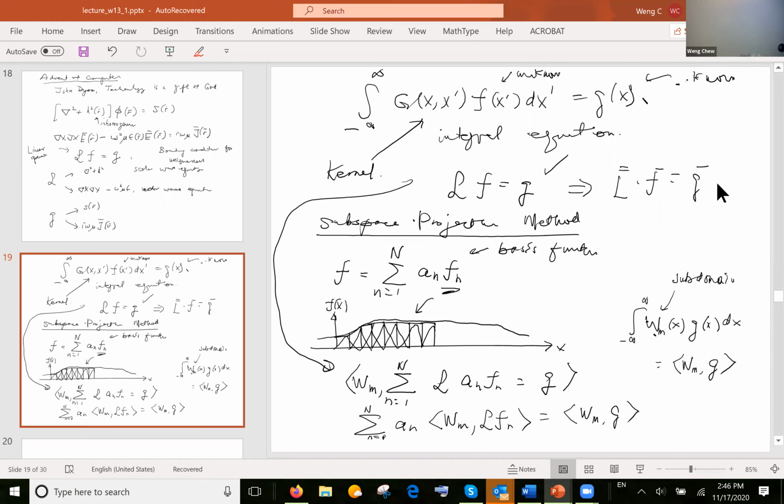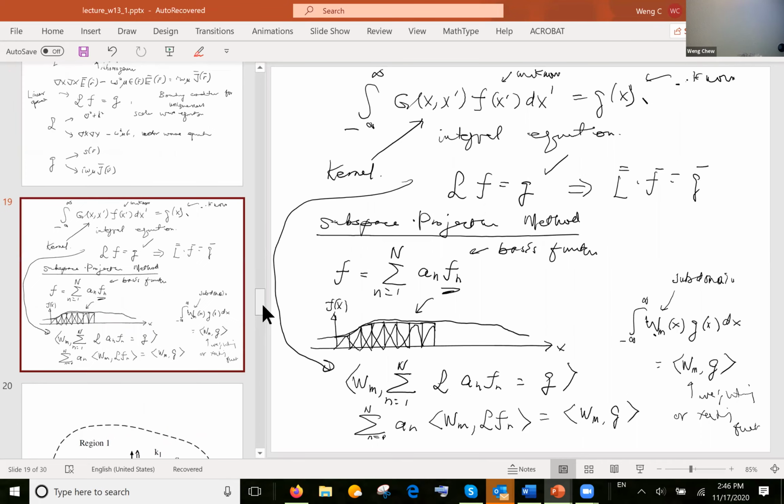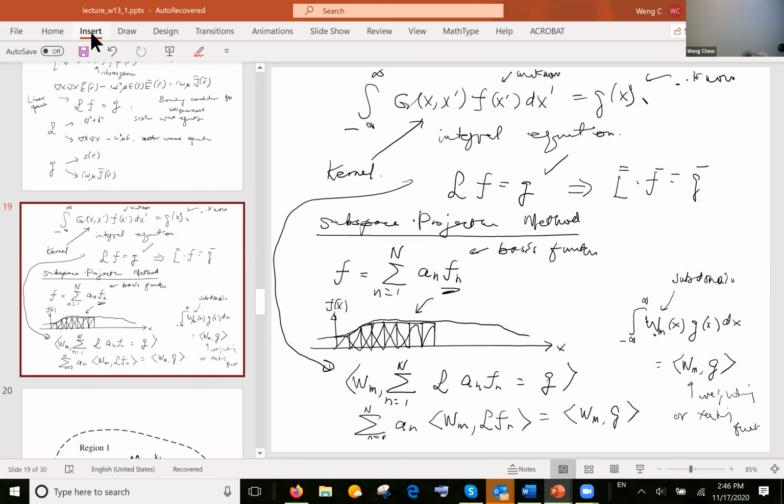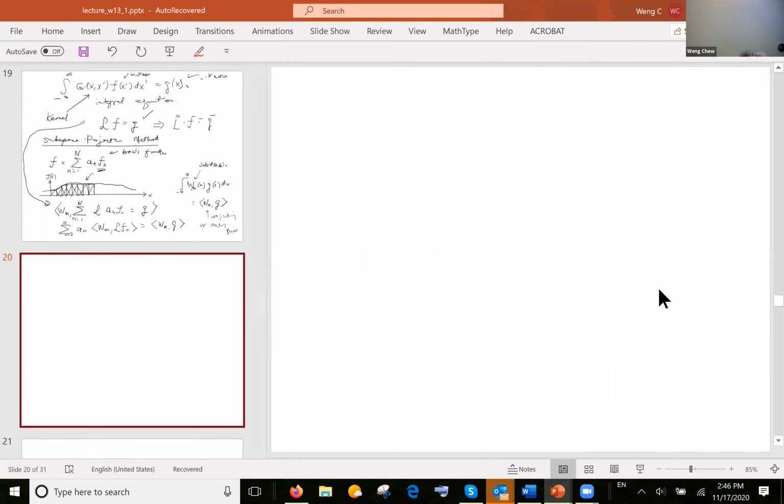Okay, so if you look at this equation now, I started with a linear operator equation. I make a basis functions approximation and multiply it by a weighting function. This is called a weighting function or testing function. And then you essentially have something that looks like a matrix equation.